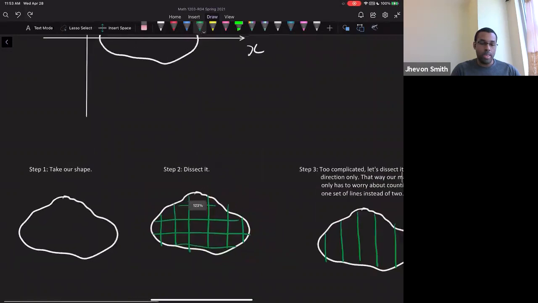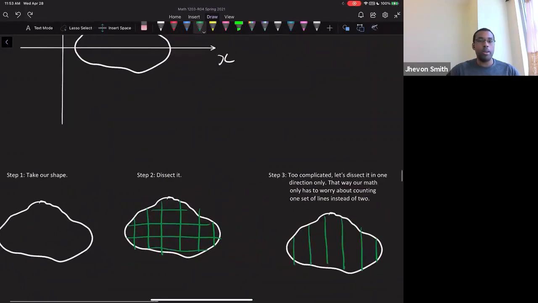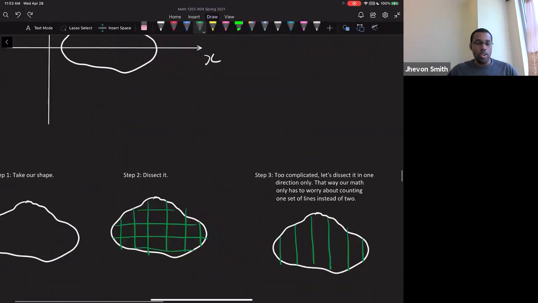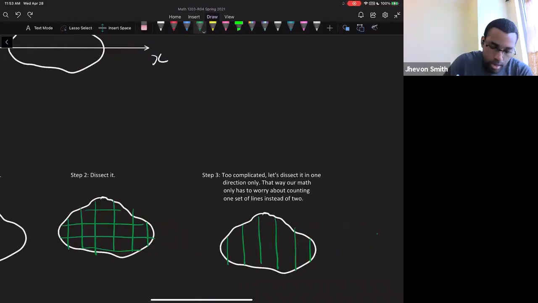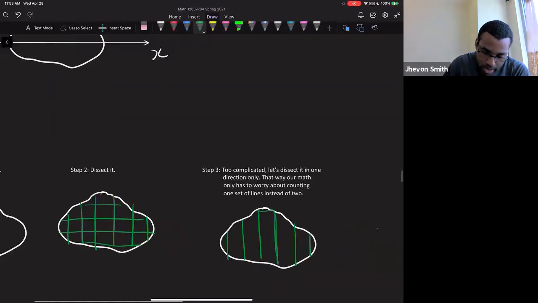So what do we do? First, you have to make it a little bit simpler. You take your shape and you want to dissect it. But if you're thinking of functions, dissecting it vertically and horizontally means you have to pay attention to both the x and the y at the same time. That's kind of complicated. So we can decide to dissect it in one direction only and just take very thin strips that we know the area of and put them together. So you can have these very thin strips of rectangles.